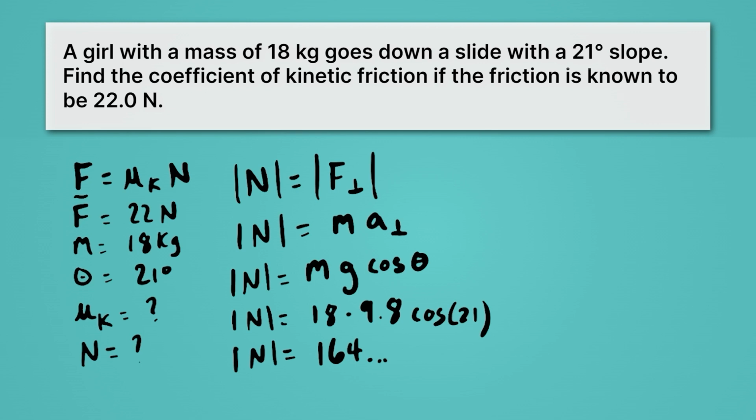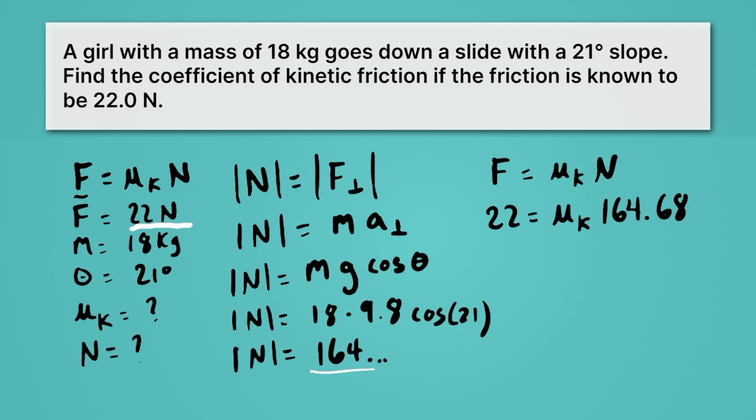Now we're ready to go ahead and use our force equation because now we have the normal force and the force of friction. We can plug in the normal force, which we know is going to be the 164, and the force of friction, which we know is the 22 newtons. So that means we'll write 22 equals mu k times our 164. And here I'll add the two decimal places, 0.68. In a second, we'll round for sig figs at our final answer. How do we solve for the coefficient of kinetic friction? Well, all we need to do is divide both sides by that 164.68.